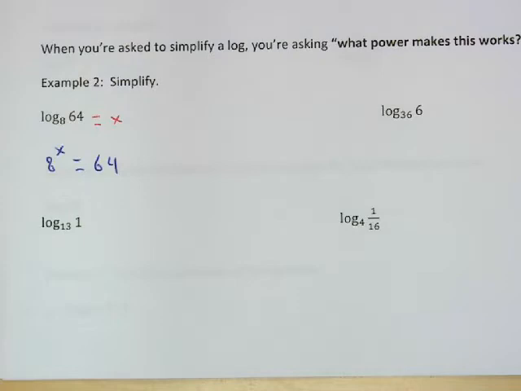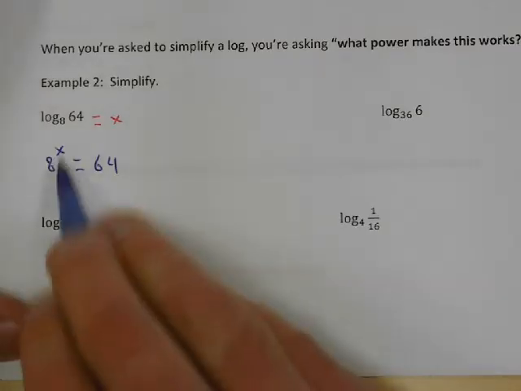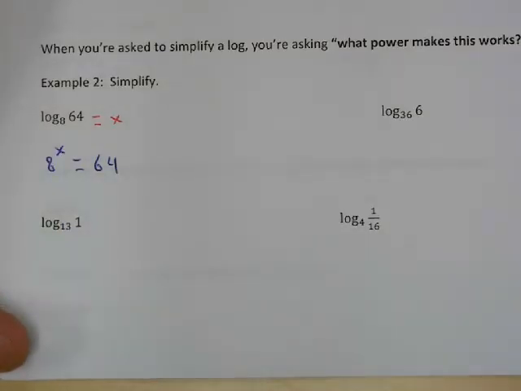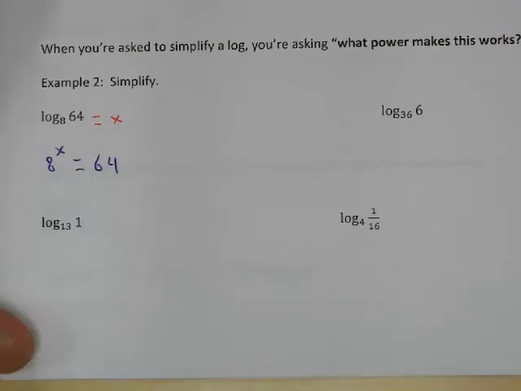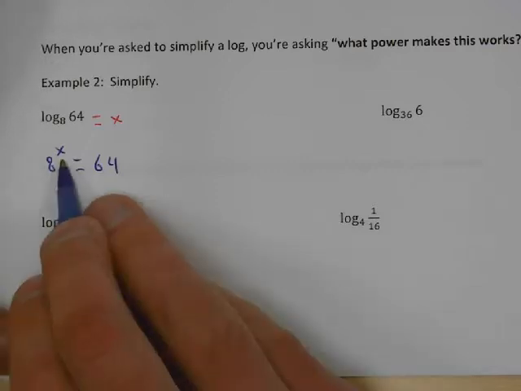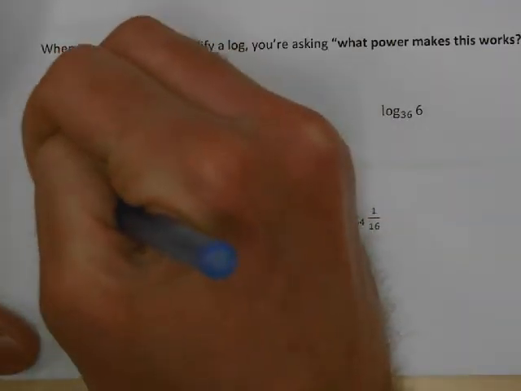Now this is a little bit more manageable. 8 to what power equals 64? Oh, it's 2, right? It's the second power. So then I can just put x equals 2. And really, we introduced x. We didn't have to put equals x. The answer is just 2. You don't need to have x equals 2. It's just 2. Since we put x here, though, I'll go ahead and put x equals 2.